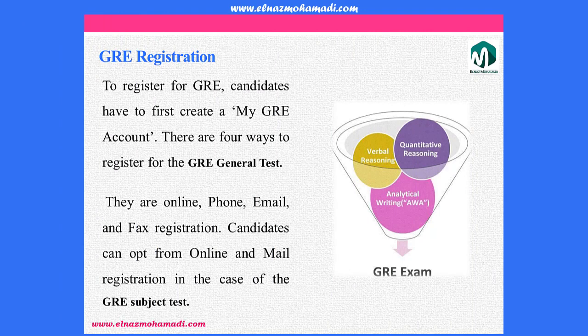GRE registration. To register for GRE, candidates have to first create a My GRE account. There are 4 ways to register for the GRE General Test. They are online, phone, email, and fax registration. Candidates can opt for online and email registration in the case of the GRE Subject Test. And by the way, here you can see the 3 different parts of the GRE test in the picture. And we're gonna speak about them later in this video.